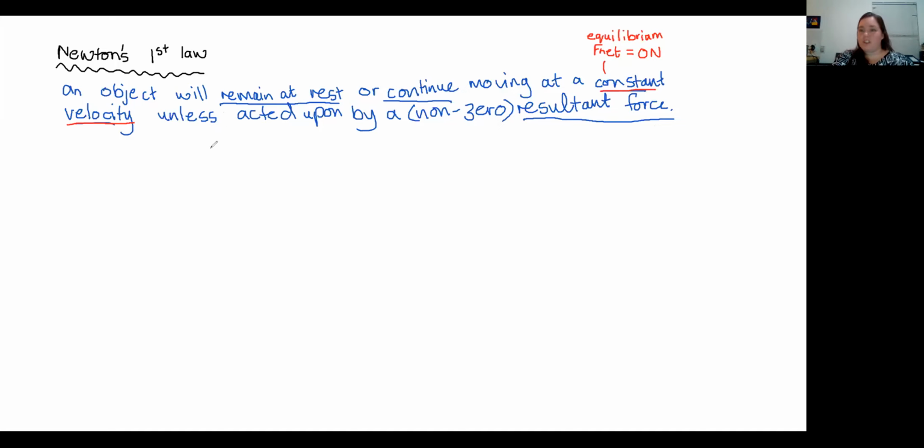One of the branches that we do off Newton's first law is the idea of inertia. And inertia is an object's resistance to a change in its motion.